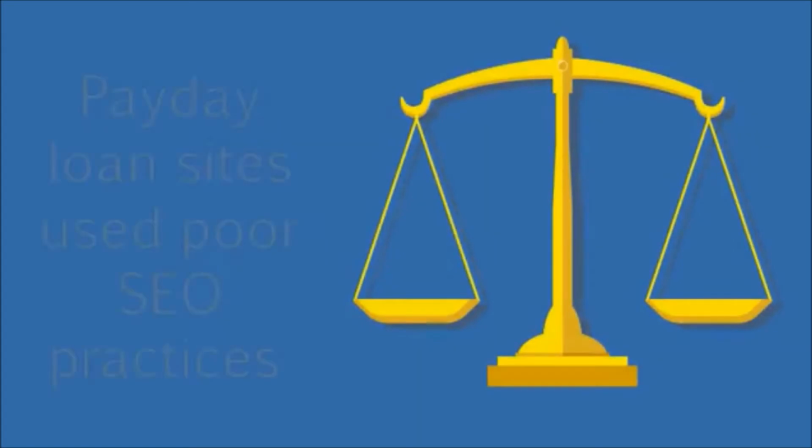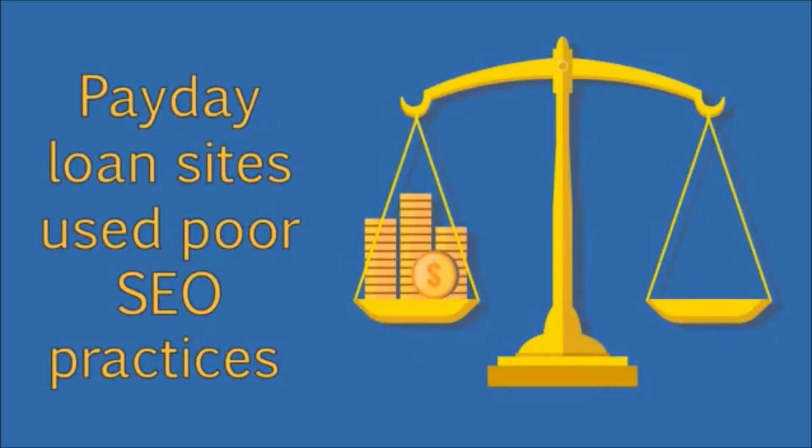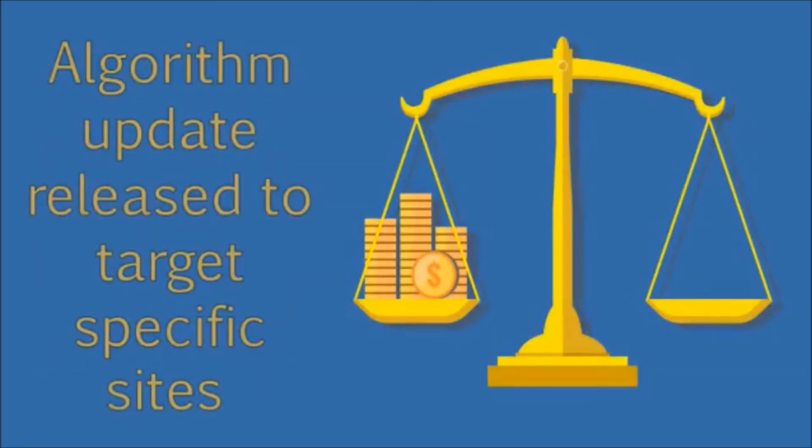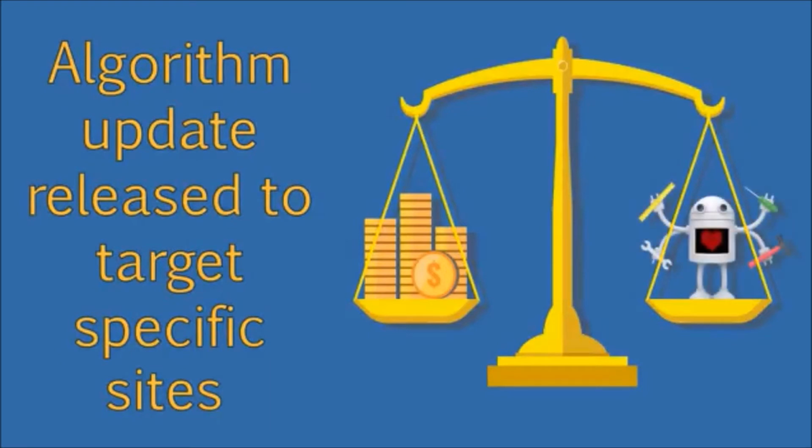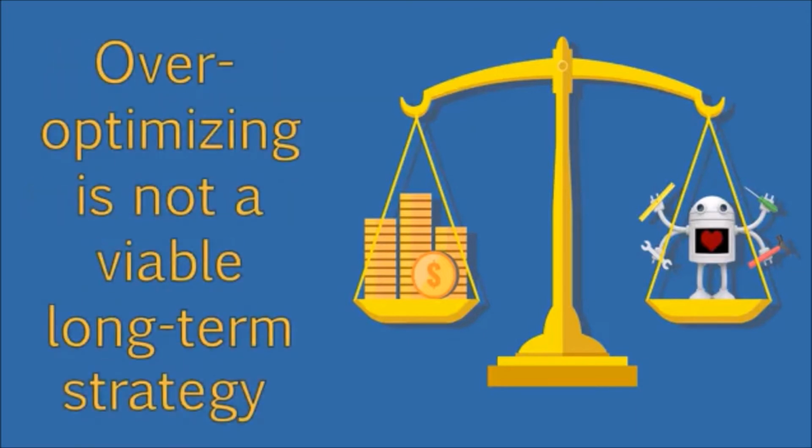The payday loan field is an excellent example, as Google had to create a specific update just to counter the notoriously spammy results within the payday loan space. This is why it is a good idea not to over-optimize your site. It may work for a little while, but it is not viable for the long term.